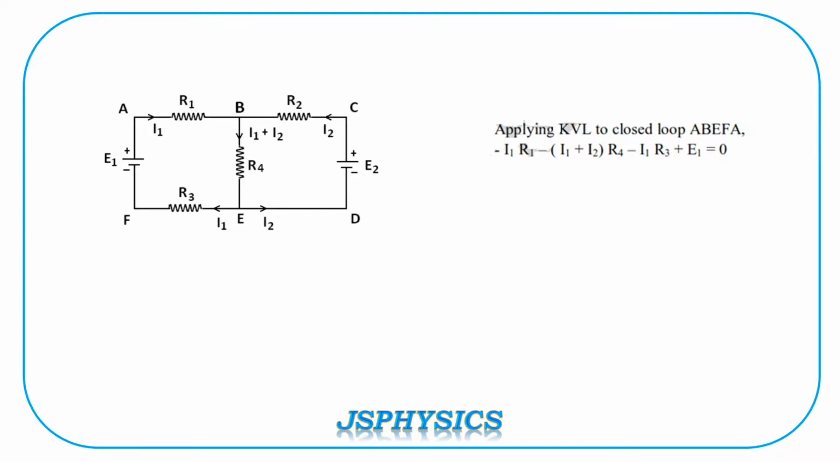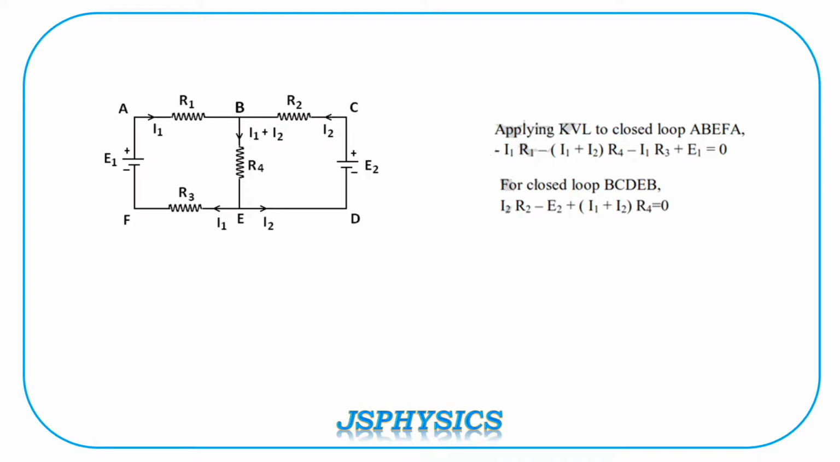Now you apply the same law to another loop, B, C, D, E, B. Pause the video, write it down, and then check the answer. In this case, we'll be getting I2 R2 minus E2 plus (I1 plus I2) into R4 is equal to 0. So that is how we can apply Kirchhoff's law to the second loop.